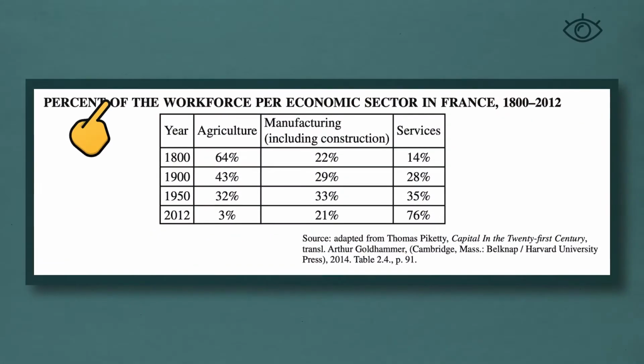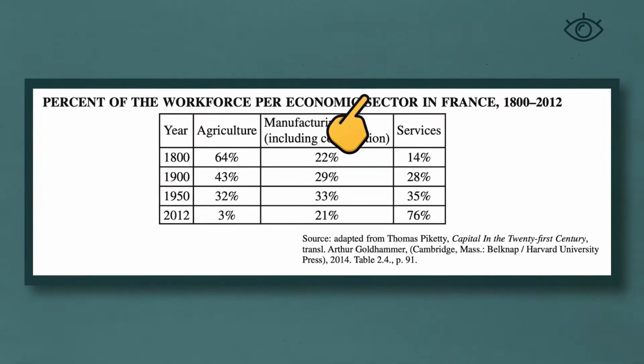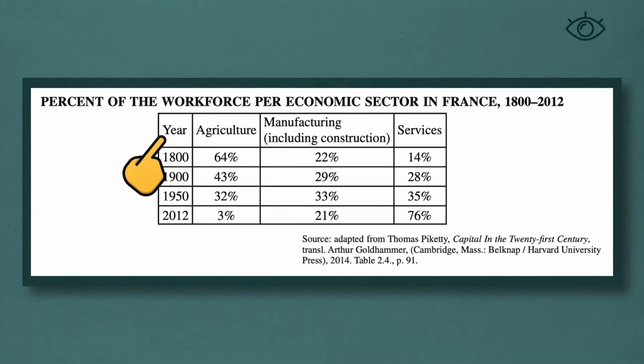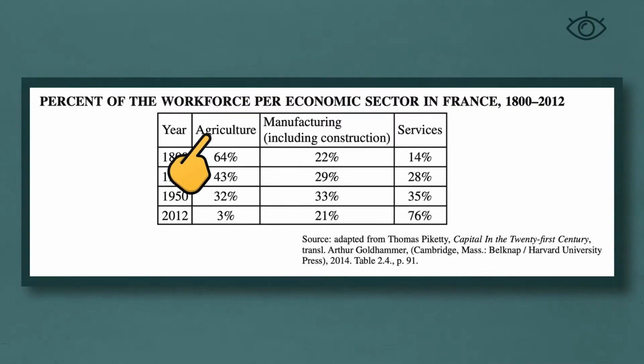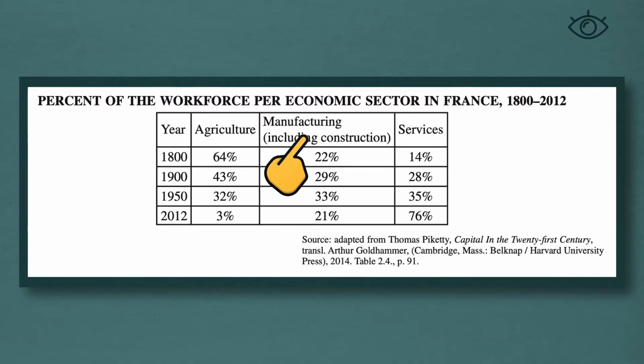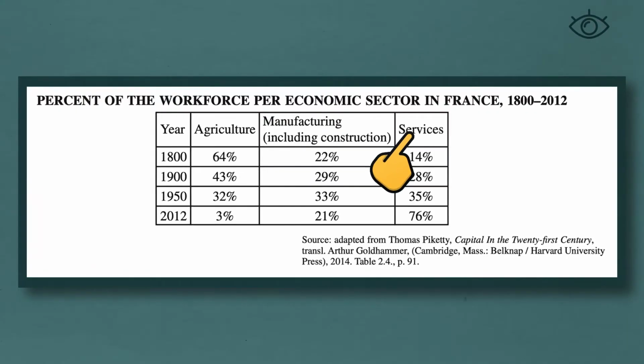And now let's apply this process to a data-driven document from AP Europe. Okay, what can I put my finger on? Well, I'm looking at percentages of the workforce in different economic sectors in France in this giant time period right here. And I can see that as the years go on, the percentage of people working in agriculture significantly decreases. Then I can see that manufacturing remains pretty consistent over time. And then I can see that the service sector increases significantly.